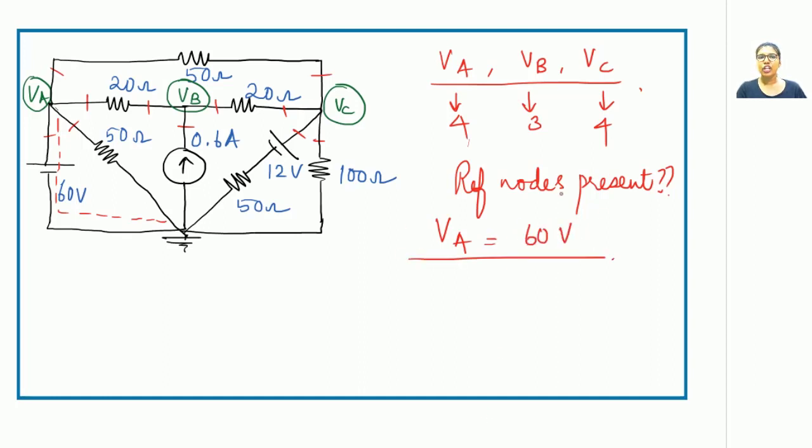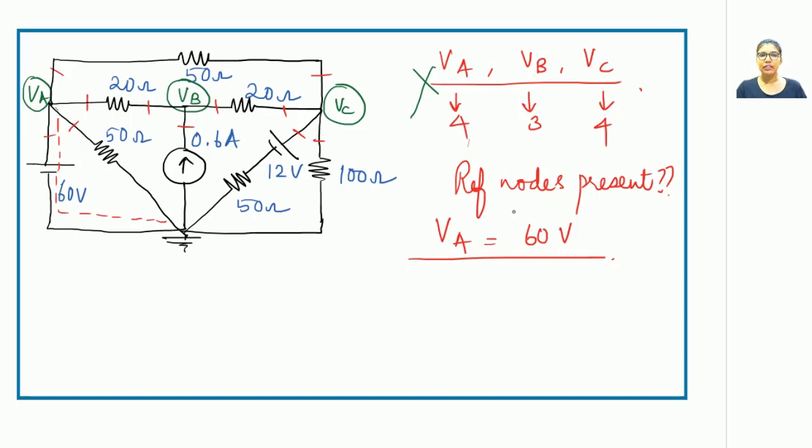So once you know the value of VA, do you still require to write down the KCL equation for VA? Not needed, because the value of VA is already known. And once you know the value of a particular node, there is no requirement of writing down the KCL equations at that particular node. So this is the basic thing that you should look for. Prior to writing any KCL equations at any particular node, look for reference nodes. Are there any reference nodes present? Then please assign the value of the voltage source to that particular reference node.